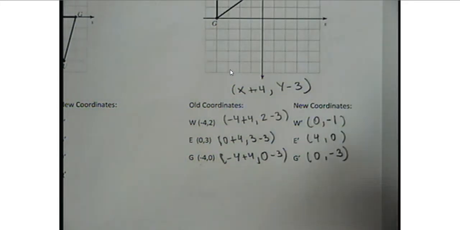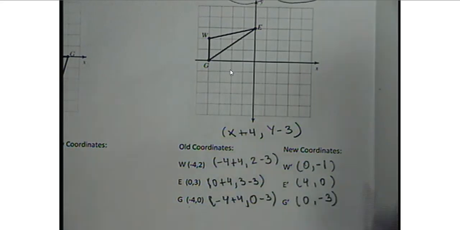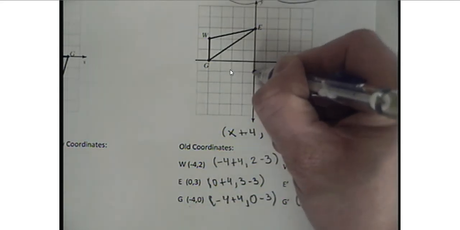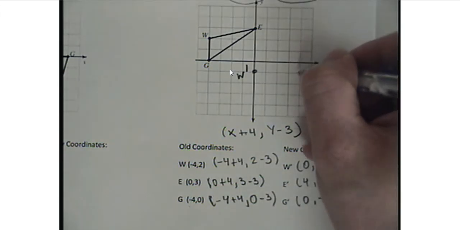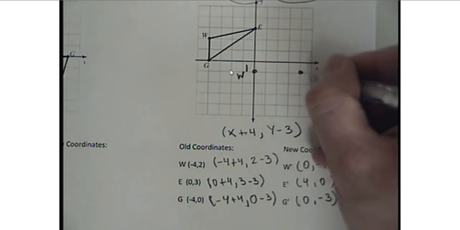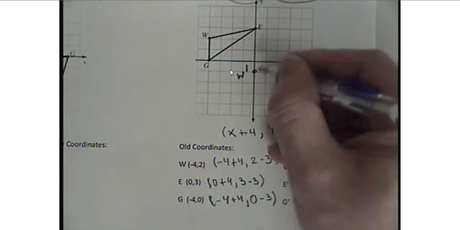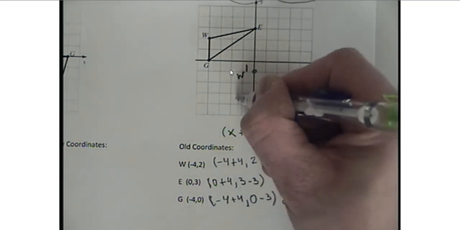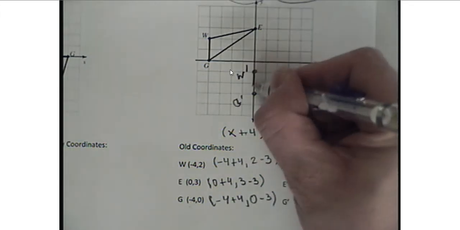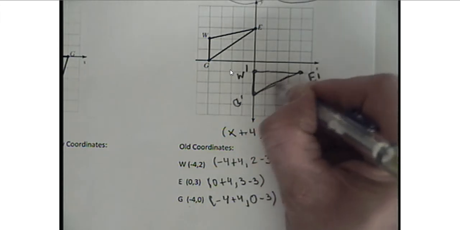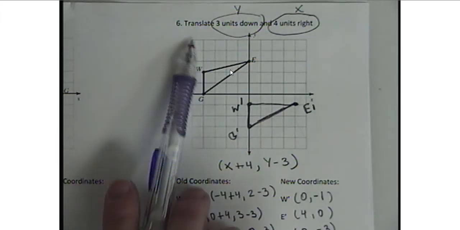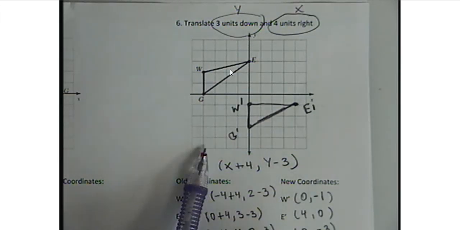Let's go ahead and plot the points and see what the shape is going to look like after the translation part. So 0 and negative 1, first point is right here, that's W prime. Then we have 4 and 0, which is right here. This is E prime. 0 and negative 3 is this one, G prime. Okay, we'll connect those. And looks like this is the new location of the shape. And if you read the direction, we just translated this triangle 3 units down, 4 units to the right.